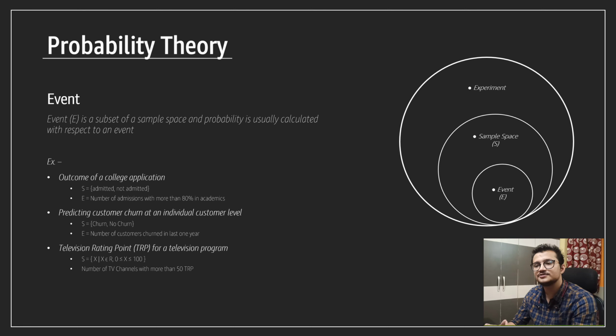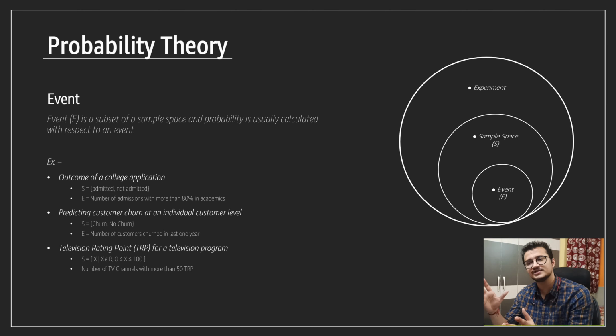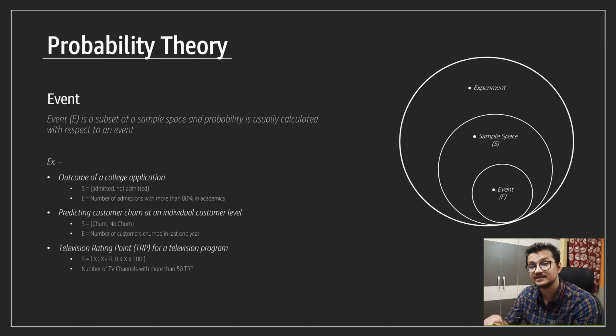So the outcome of a college application, the sample space was that the student was admitted or he wasn't admitted, and the event, or the specific information that we want, could be the number of admissions with more than 80% in academics. So consider another example. We are working on this machine learning problem, and we have the data set of all the students where we have their academic performances, their 10th grades, their 12th grades, and how they performed in the specific subjects and all those things.